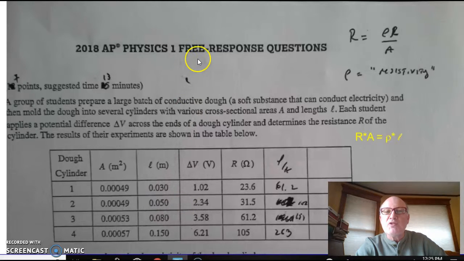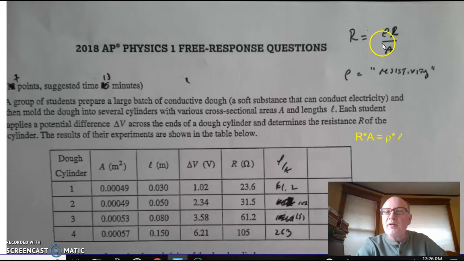this and maybe try to linearize it in a way so that you might be able to explore something. In this case, the students had prepared conductive dough, so like a Play-Doh that can conduct electricity, and they had molded it into cylinders with cross-sectional areas A and lengths L, and they applied a voltage across it, and from that determined what the resistance of that dough cylinder was. And the question really is, we'll explore this in a moment.